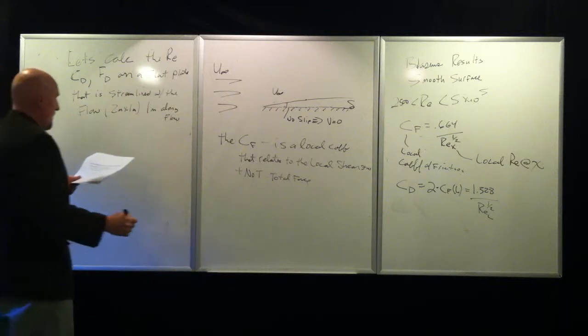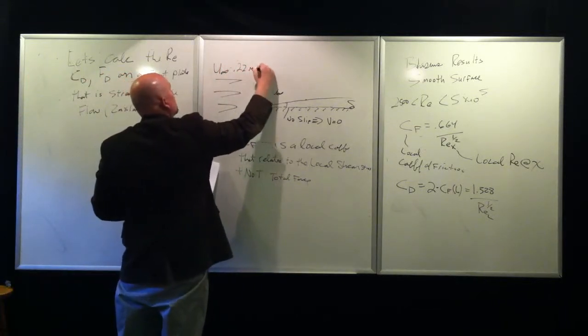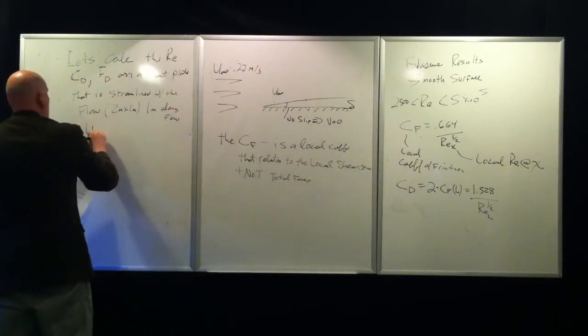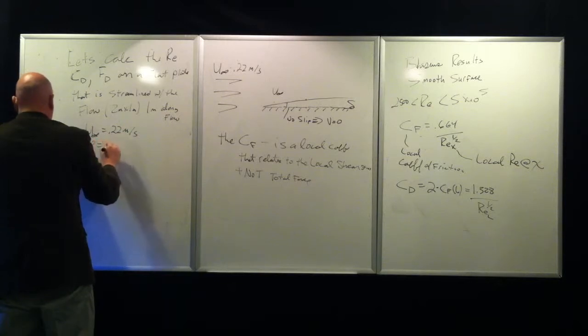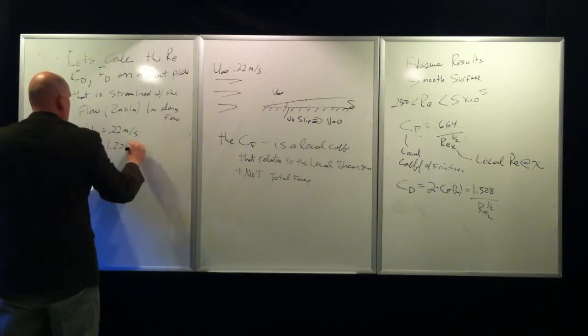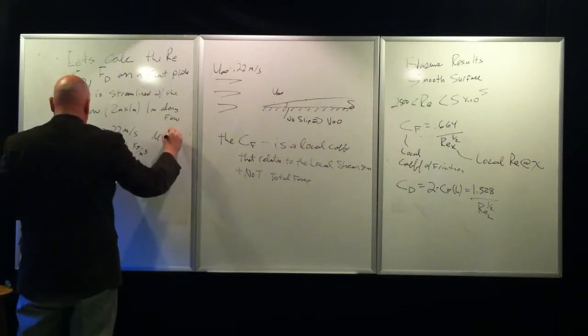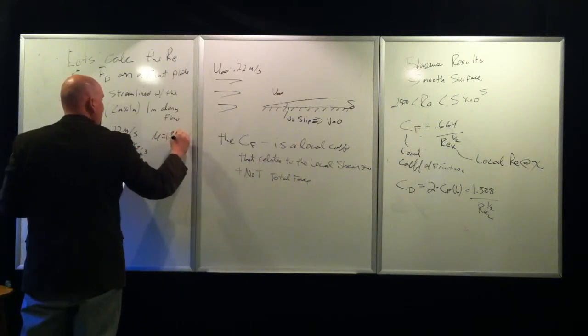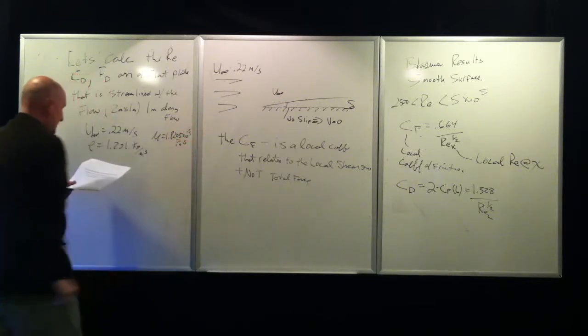Air is going to be moving over top of it. Let's say it has a velocity of 0.22 meters per second. The density is going to be 1.201 kilograms per meter cubed, and the viscosity is 1.8205 times 10 to the negative fifth pascal seconds.